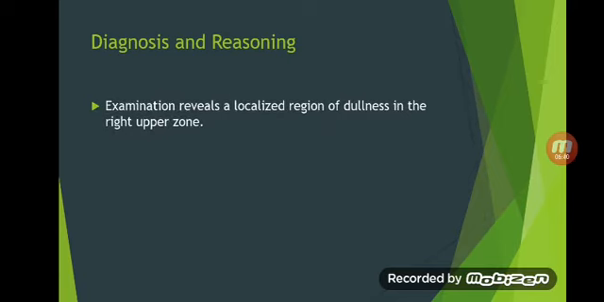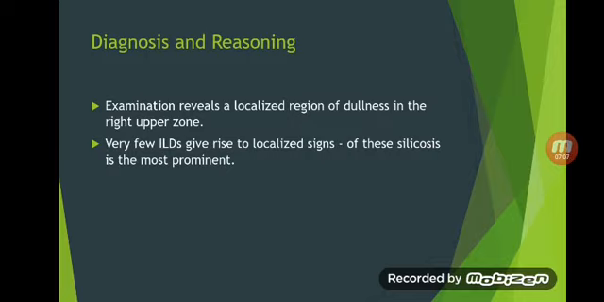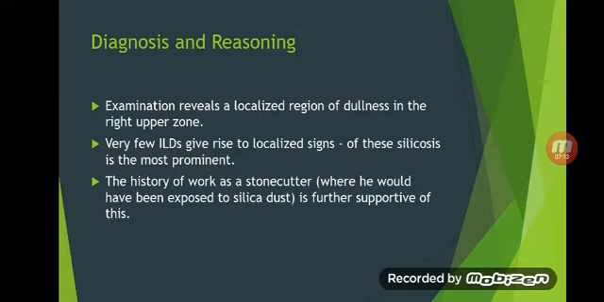So, examination further revealed a localized region of dullness in the right upper zone. Dullness, decreased breath sounds, decreased expansion, and bronchial breathing. Very few interstitial lung diseases give rise to a localized sign. Of these, silicosis is the most prominent. So, when you find a localized respiratory sign in a patient with interstitial lung disease, you always think of silicosis. The history of work as a stone cutter further supports this and makes silicosis more likely. So, when considered along with the presentation, these findings are diagnostic of silicosis.